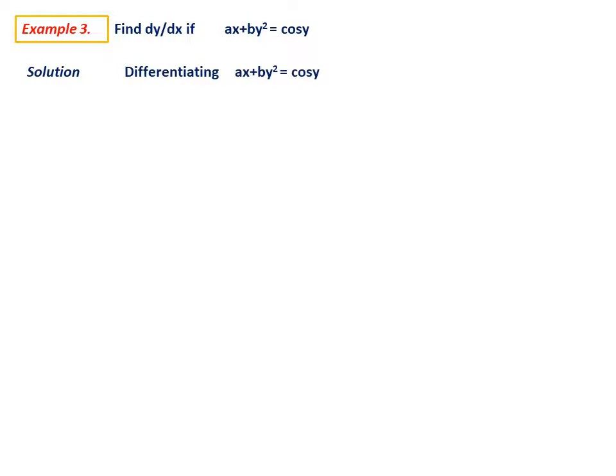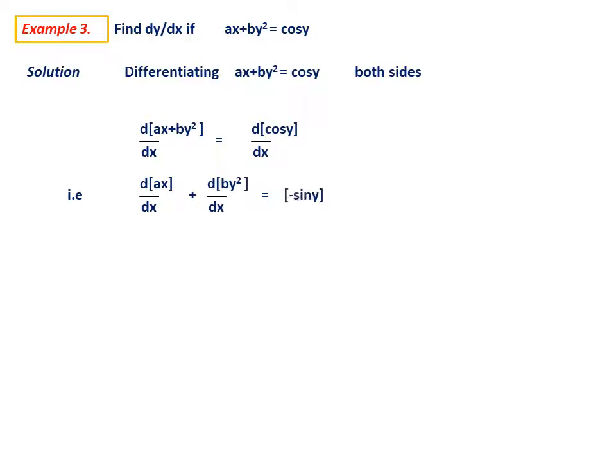Let us go to the next question. Example 3. Find dy by dx if ax plus by square equal to cos y. A and b are constants here. Differentiating ax plus by square equal to cos y both sides. So d by dx of ax plus by square equal to d by dx of cos y, that is d by dx of ax plus d by dx of by square equal to minus sin y into dy by dx. Once again, here you should be careful. Right side d by dx of cos y is d by dy of cos y into dy by dx, and therefore it is minus sin y into dy by dx.